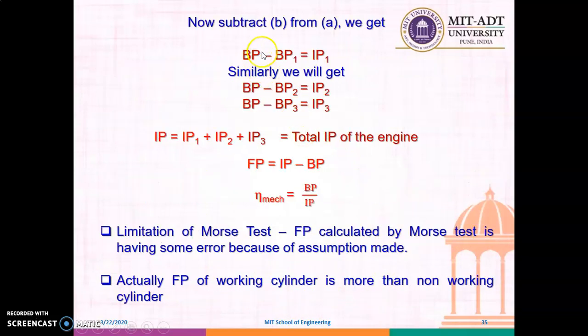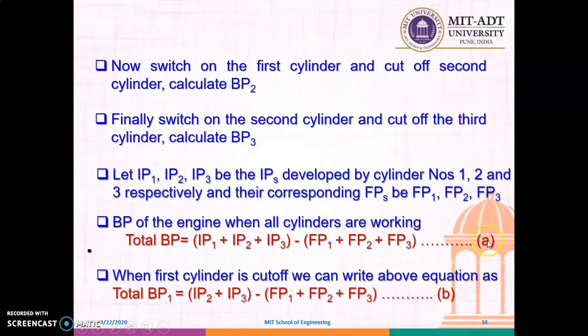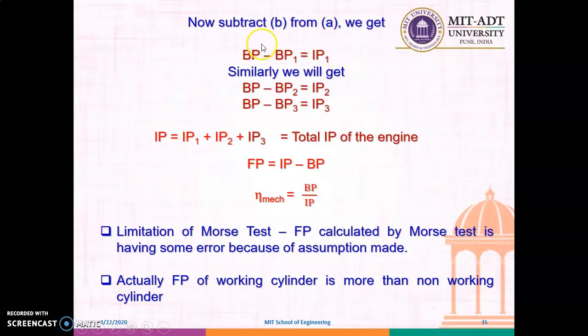Now in the next slide, subtract equation B from equation A. Just look at this, equation B and equation A. If you are subtracting equation B from equation A, what will you get? Brake power minus brake power 1 is equal to IP1. What is BP? When all cylinders are working. What is BP1? When cylinder number 1 is cut off, second and third are working. And IP1 is the indicated power of the first cylinder. Now by subtracting equation B from equation A, we are getting this equation. In a similar fashion, we can calculate IP2 and IP3, that is the indicated power of the second cylinder and the indicated power of the third cylinder.